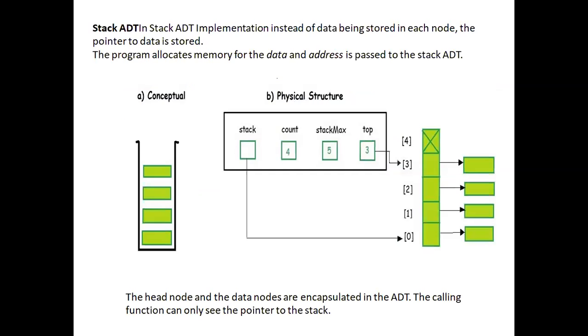For example, stack ADT. Previously we discussed 1 or 2 classes simply about the stack. In a stack, what are the elements that will be there? Stack count, stack max, stack top, something like that. Conceptually we will see it like this in a diagram. I have not discussed any program to implement a stack, but I have explained it conceptually. You can see the conceptual view in part A. But I can implement the same concept by using arrays or by using linked lists.